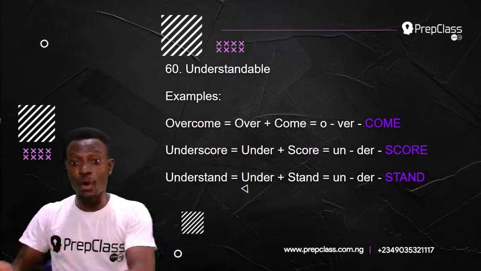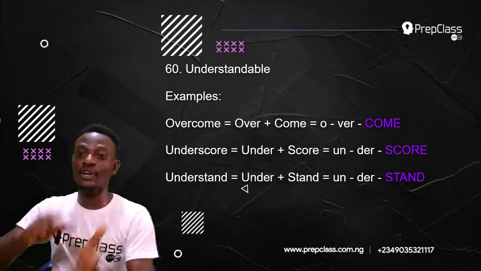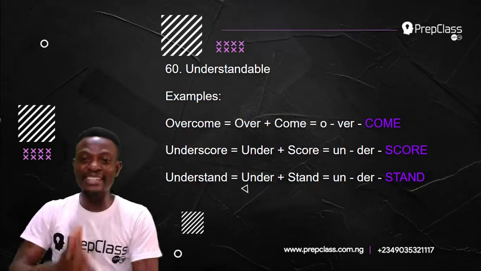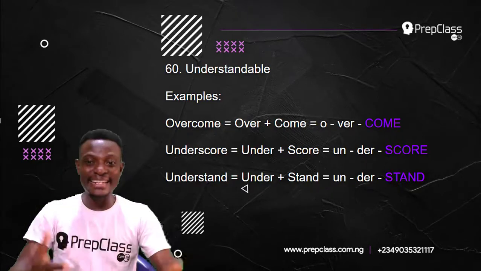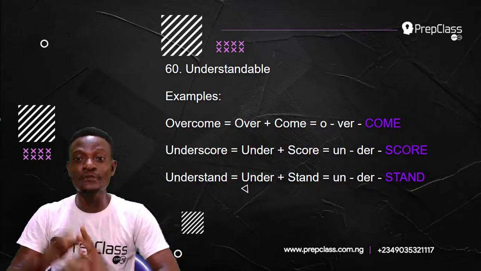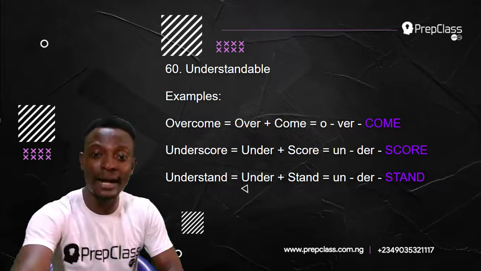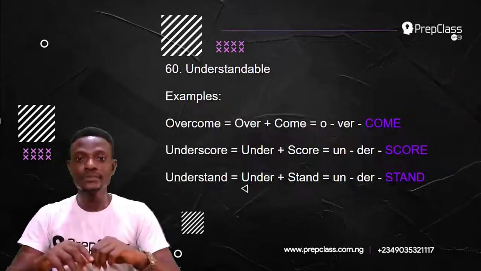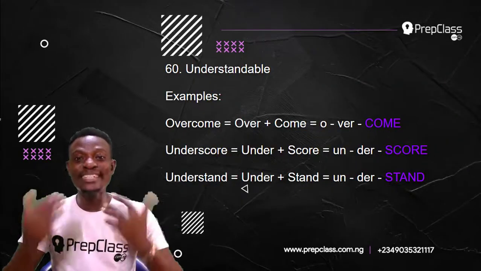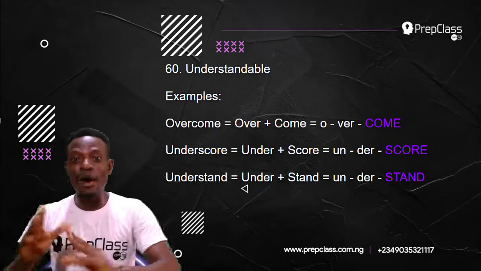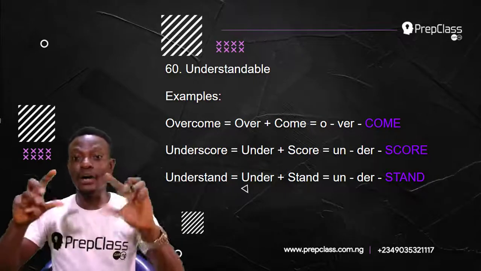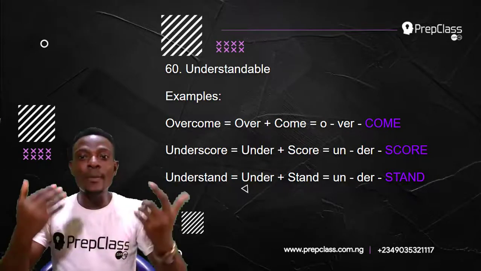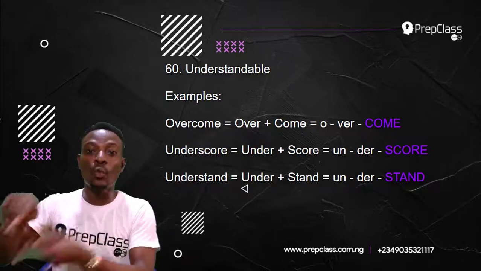Underscore, or underscore, as the case may be. Score is the second part of the word and it is carrying the stress. Understand. Stand is the second part of the word and it is carrying the stress. Remember, compound verbs are usually stressed on the second part of the word. Now, understandable is derived from the word understand. Now, understand is a compound verb and a compound verb is always stressed on the second word.